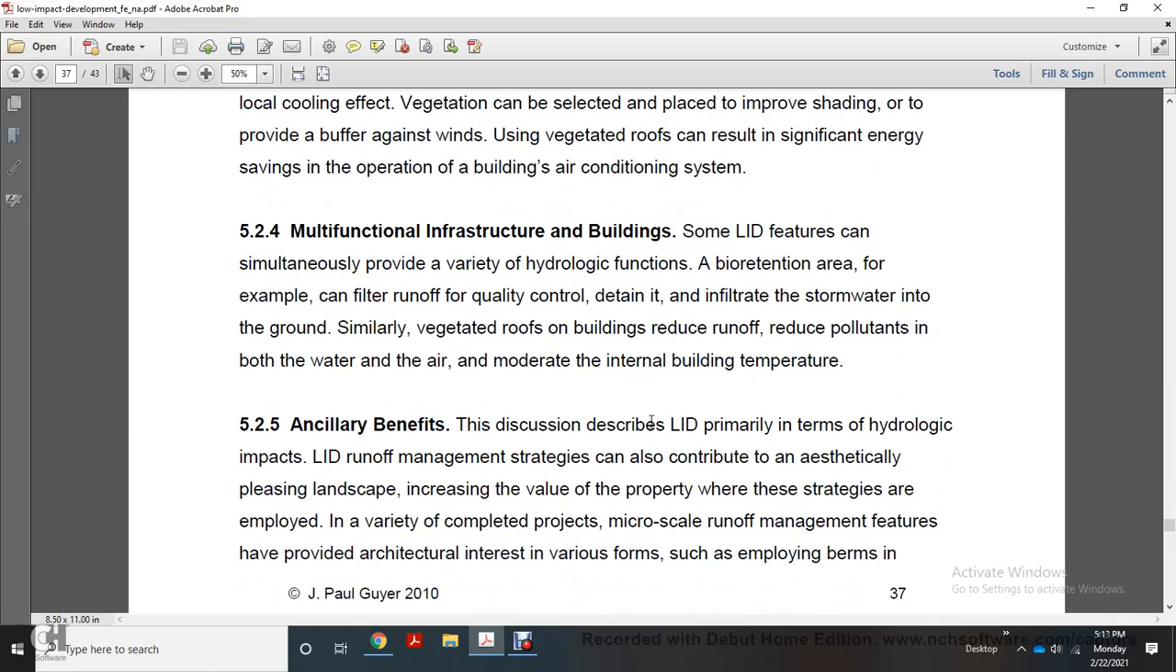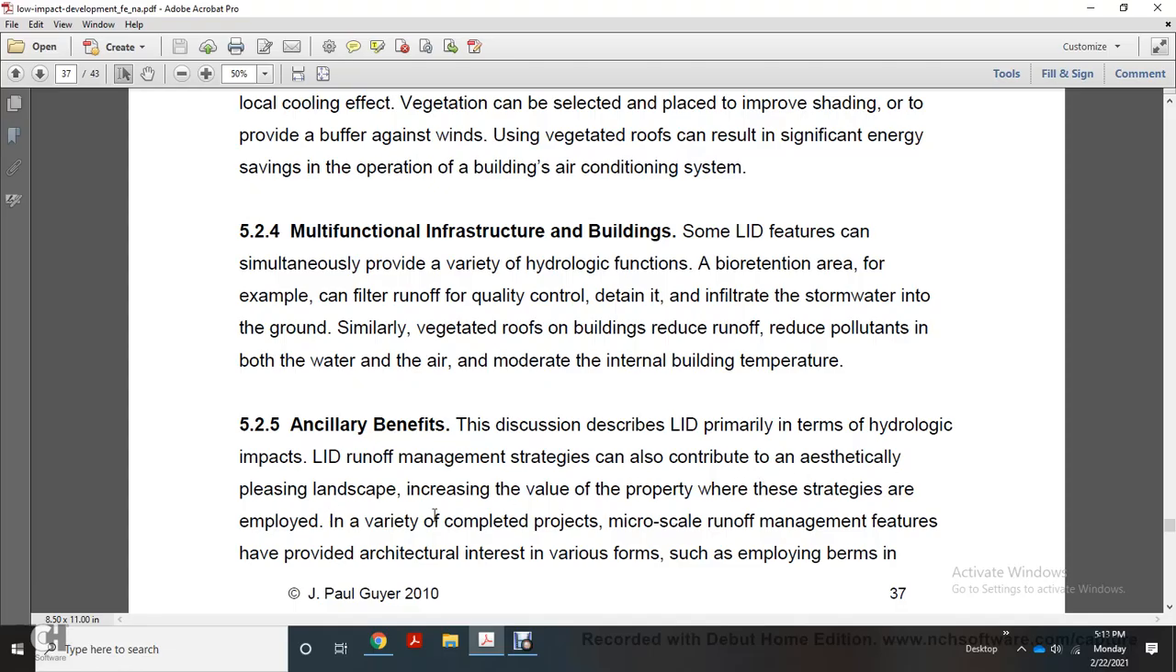Ancillary benefits. The discussion describes low impact development primarily in terms of hydrological impact, as a runoff management strategy for the community. It also contributes to an aesthetically pleasing landscape, increasing the value of the property.